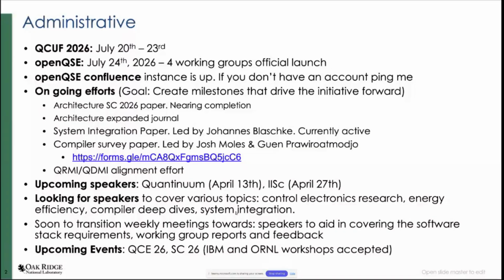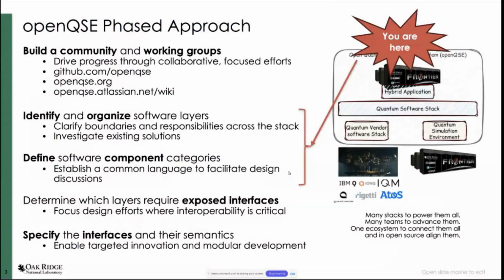Cool, perfect. So moving on. This is the phased approach we discussed earlier. The effort we're undergoing right now is to identify and organize the software layers and define the software component categories. This is the purpose of the paper in a sense. We want to look at all the stacks that are out there, find the commonalities between them, and derive a general architecture that would fit what everybody's doing.